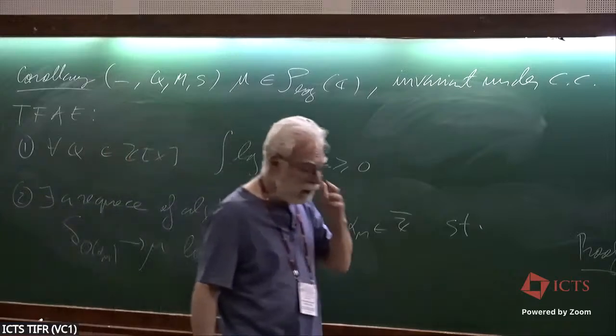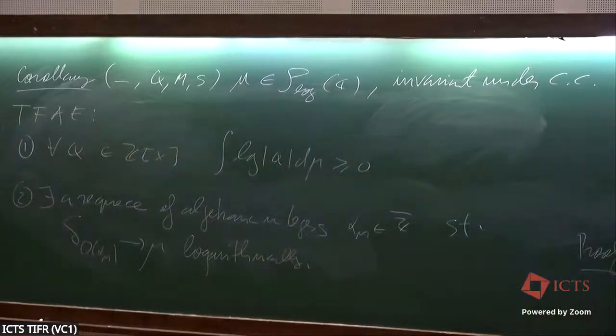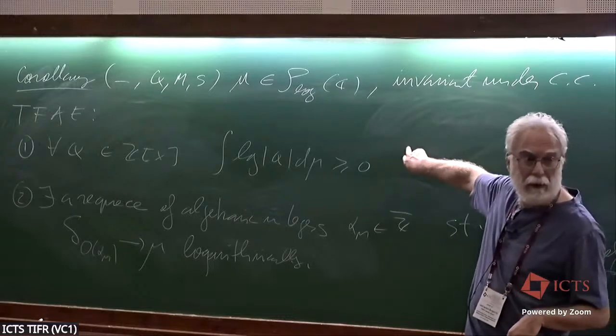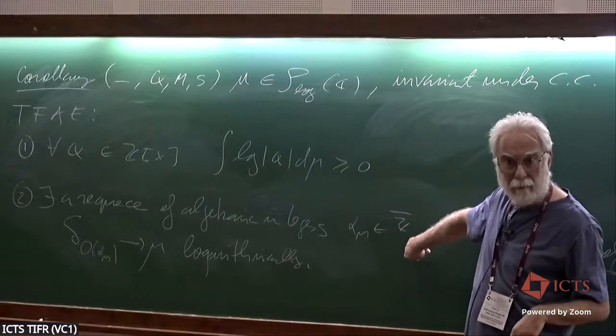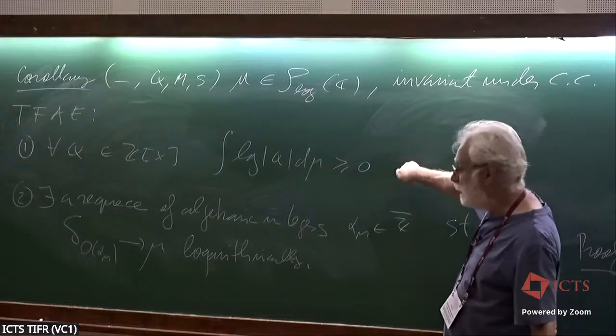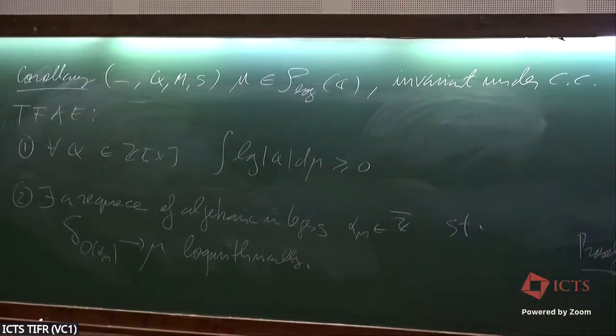So for instance, whenever you have a measure whose potential is positive, then you will get 1 almost for free, and then you will get 2. But there are measures that satisfy 1 that do not have a positive potential. Questions here?